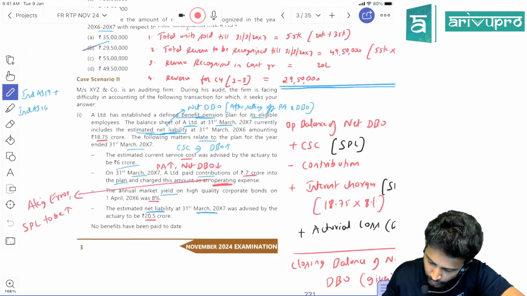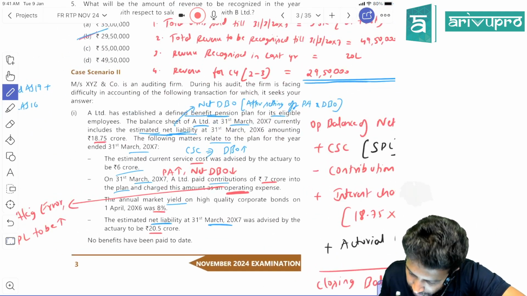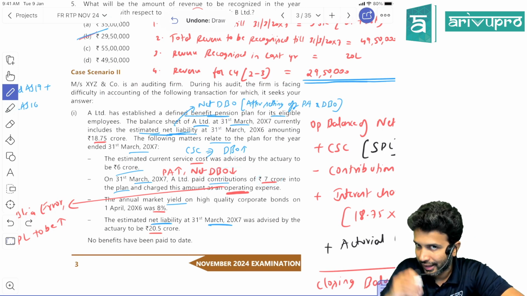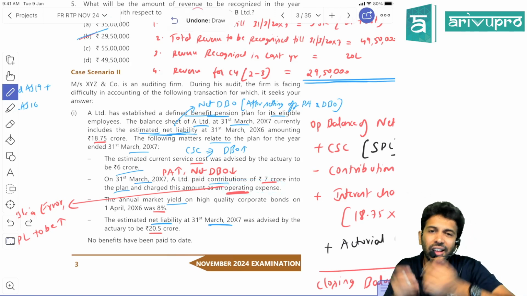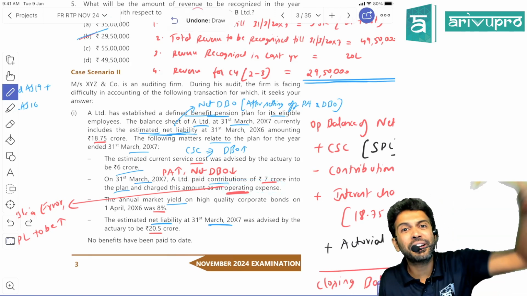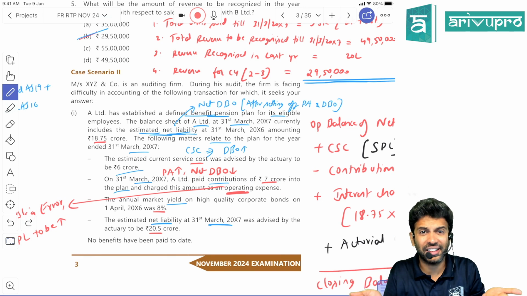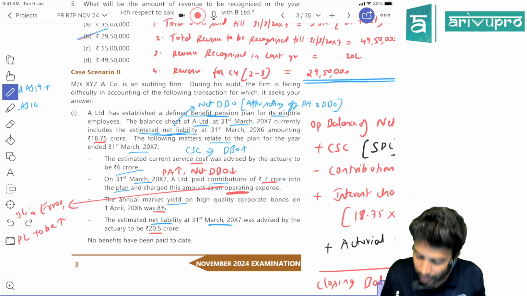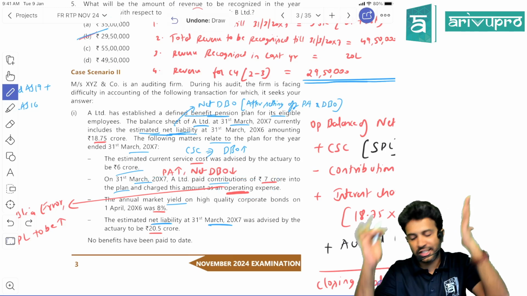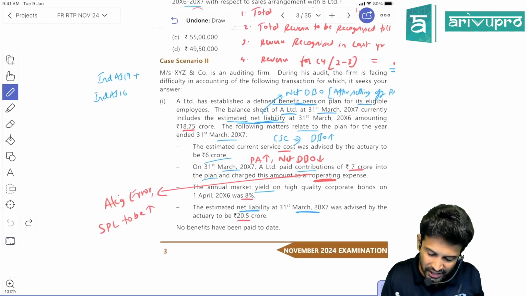Yes. Okay. Now one more point which we probably missed out is the contribution, sir. 7 crore you made, meaning you purchased plan assets, and charged this amount as operating expense. Our super duper accountant, we purchased a plan asset, which is an investment, right? When you purchase an investment, will you transfer it to P&L? No. But our accountant has expensed it off. So that means it is a mistake, an accounting error.